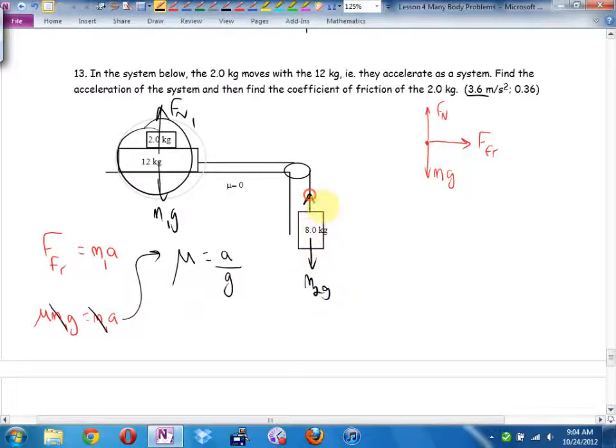M2G, tension. Who's winning? No, not M1G, I know. Is there any force in this direction at all? So can it possibly be moving to the left or accelerating to the left at all? So scene one, who's winning?